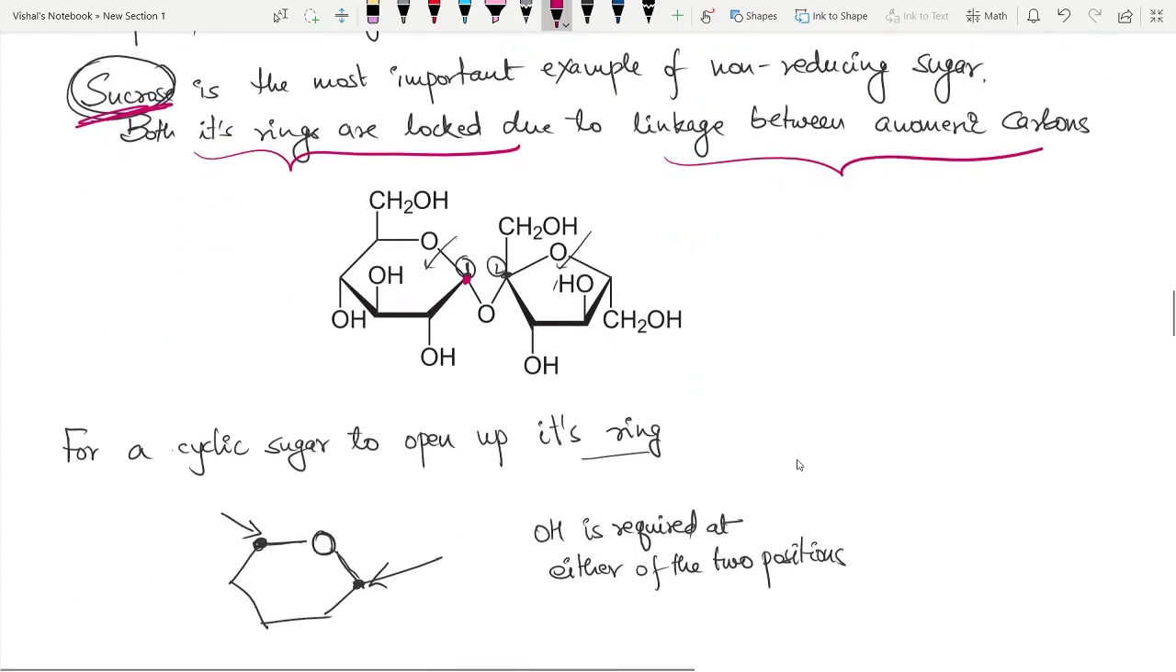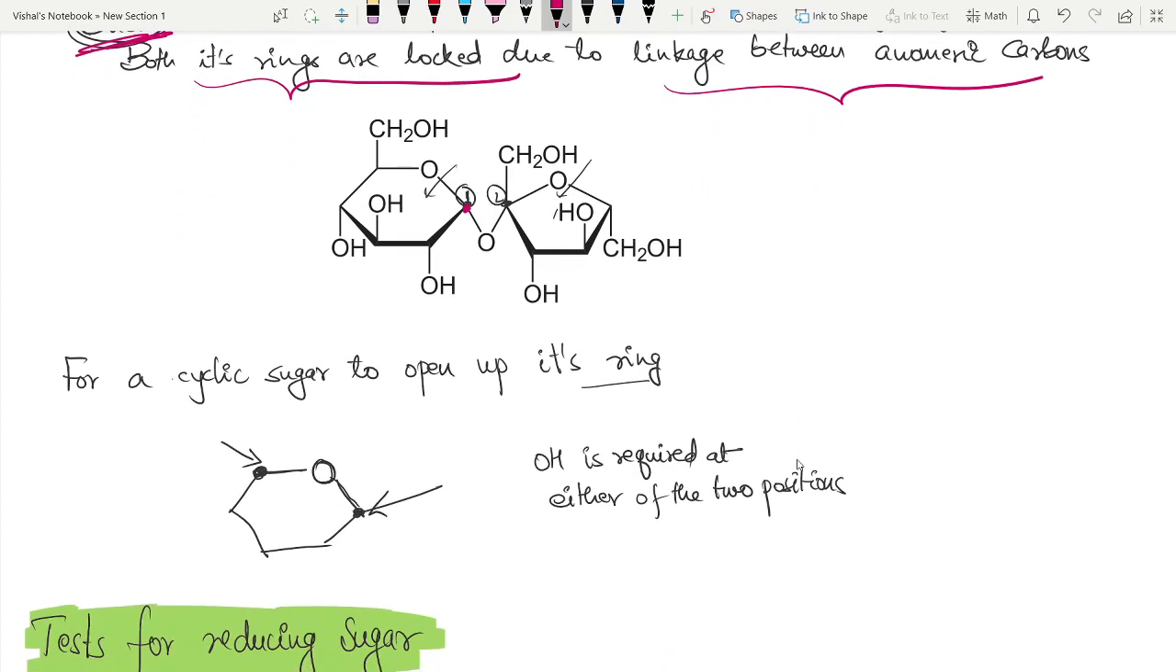Okay, so I'll tell you a simple idea. If you have to check whether a ring can open up or not, suppose this is the oxygen in the ring, and you have to check these two positions. These two bonds can break up, and the aldehyde or ketone group can be generated here. So for that to happen, you need an OH at either this side or this side. You need an OH here or an OH here. If that's not there, then the ring can't open up, because this is how the ring closed in the first place. If you know how the ring was closed, then you can know how the ring will open up, because it's a reversible process.